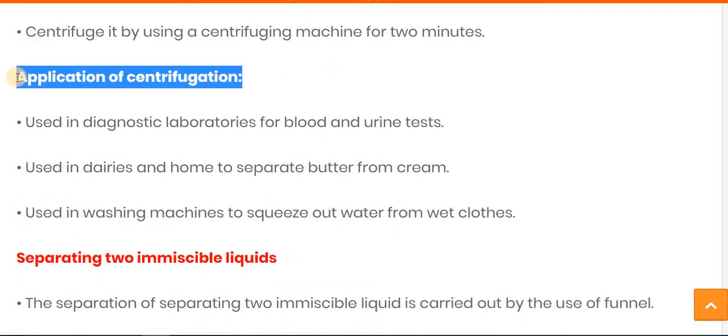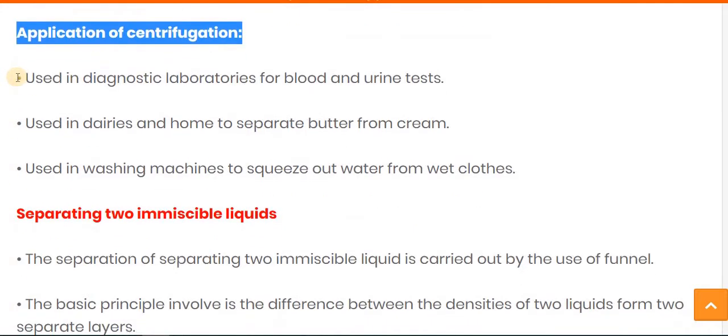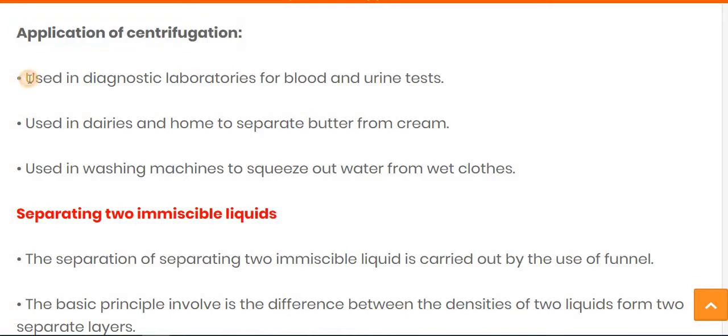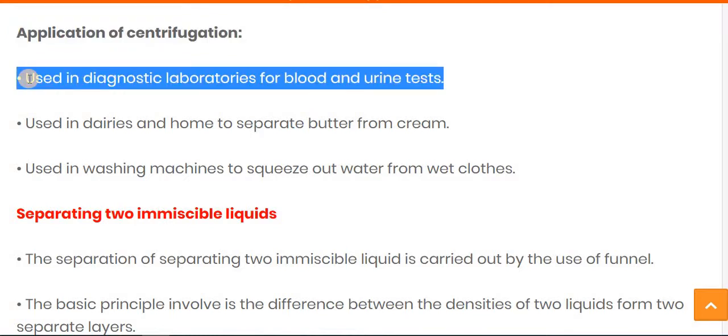Now let's see the applications of centrifugation, where we can use this technique. The first application is in diagnosis laboratories for blood and urine tests. In a pathological lab, they use a centrifuge machine, by which they perform the centrifugation technique. It is mainly used for the diagnosis of blood and urine.